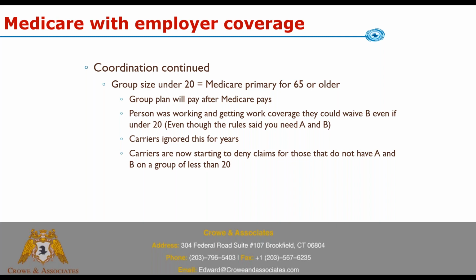So if they're a group of 10, an employer of 10 employees, actively working, coverage through work, they still need to buy Part B, even though they meet the other 2 criteria. It's not safe anymore to tell them to ignore it.